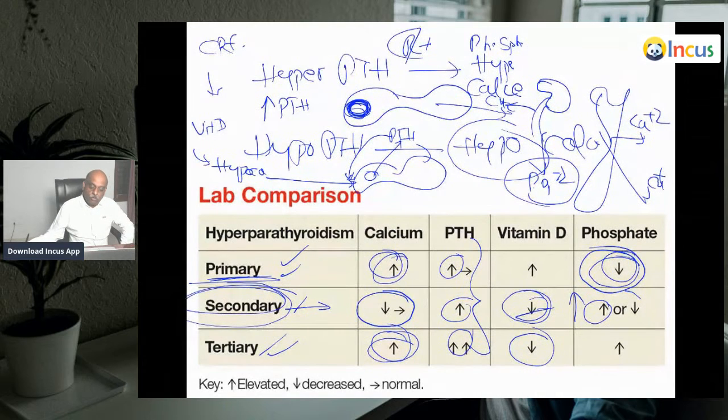Then one more point. Calcium is low to normal in secondary. Calcium is high in primary. That is how you differentiate.